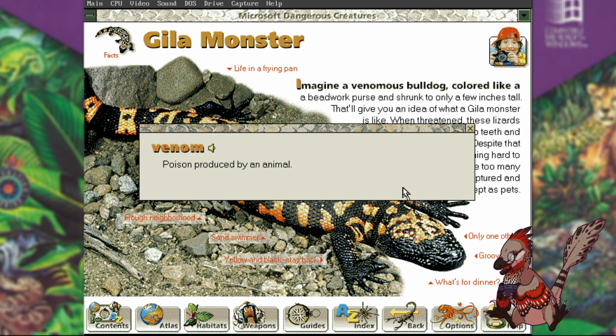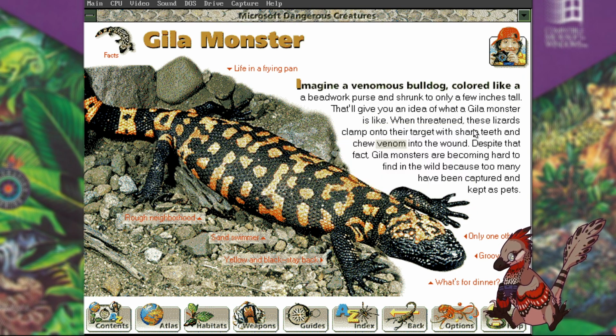Venom. Poison produced by an animal. Well, that is about correct. German does not actually have two different words for venom and poison. So venom and poison in German would be the same. Sorry, poisonous animal in German. A venomous animal in German is also a poisonous animal in German.